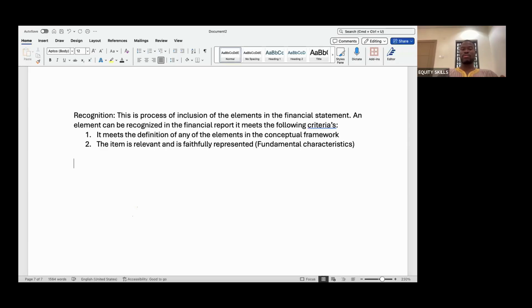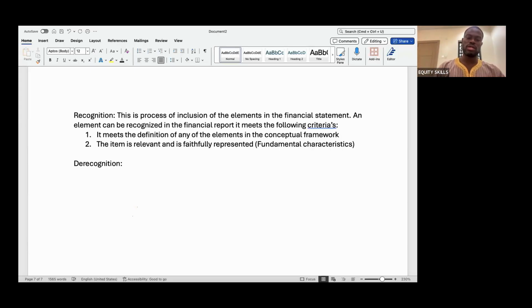And you will see, when I start teaching you standards, all the recognition criteria for all standards, this is the principle they all use. This is the principle behind them. They look at the item and see that it complies with the definition of any of these 5 elements, and they look at it and see it's relevant and faithfully represented. Then you can go ahead and recognize it in the books.